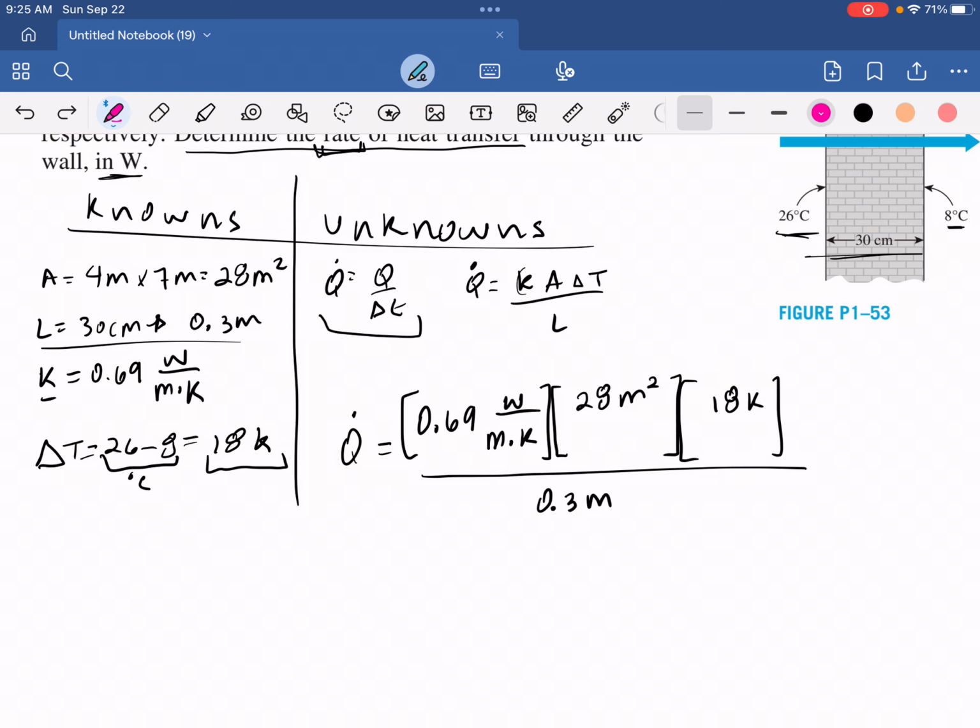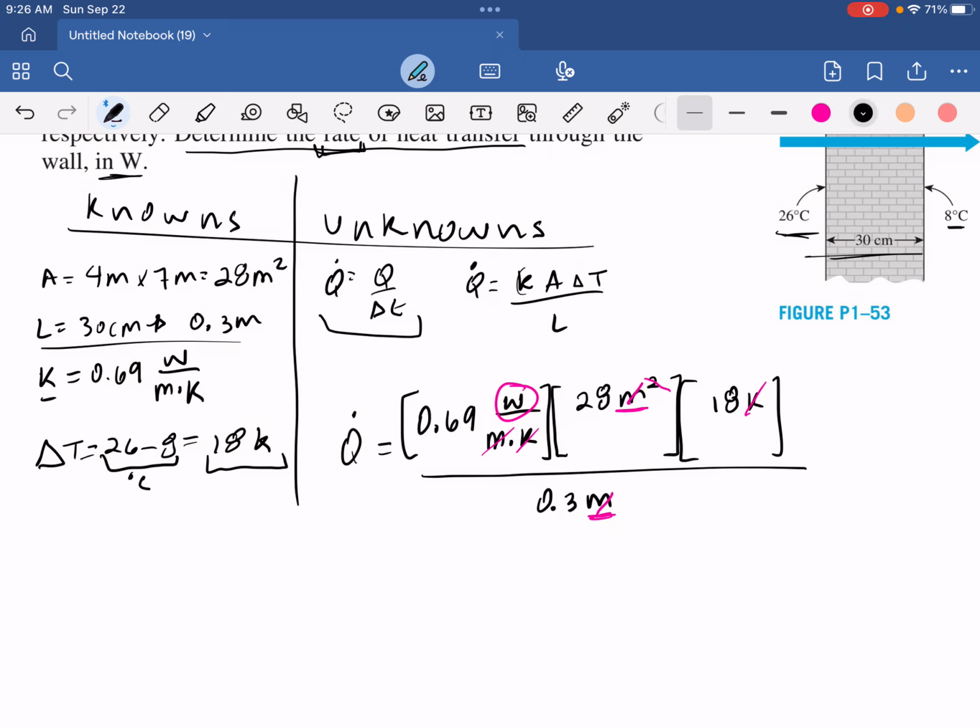Okay. Let me start canceling things out. Kelvins, they go away. This meter goes away with one of these ones. Remember, meter squared means that you have two m's in there. So one of them cancels out with this one, and I'm left with one more m, which is going to cancel with the one at the bottom. Okay. So my final unit is going to be watts. Notice how everything cancels out. I am not forcing my units. I'm double checking that everything's canceling out.